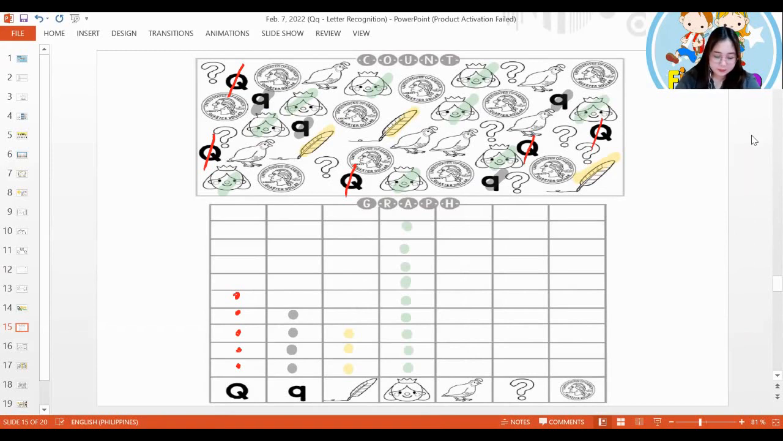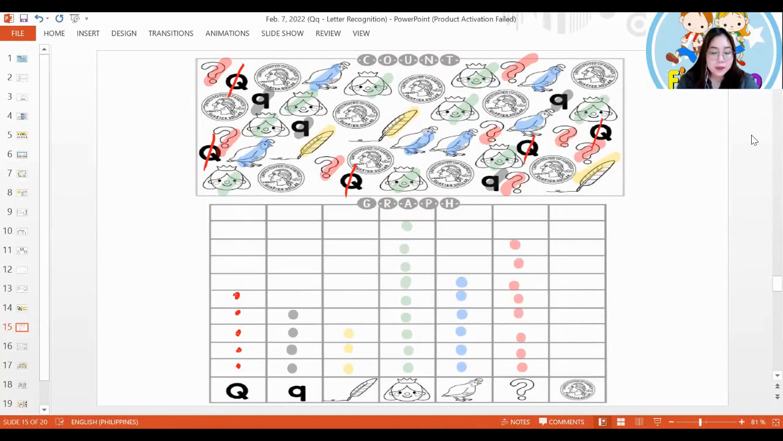9 dots. Then let's look for the quail. 1, 2, 3, 4, 5, 6. 6 quails. 6 dots. Now let's look for the question marks. 1, 2, 3, 4, 5, 6, 7, and 8.